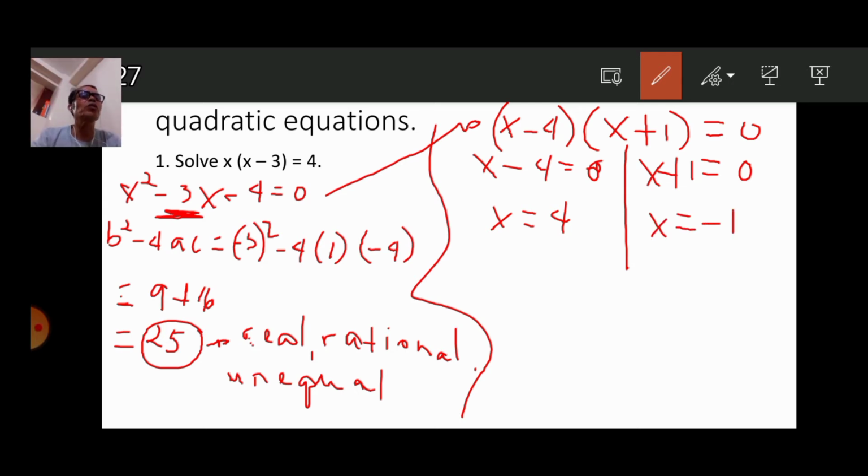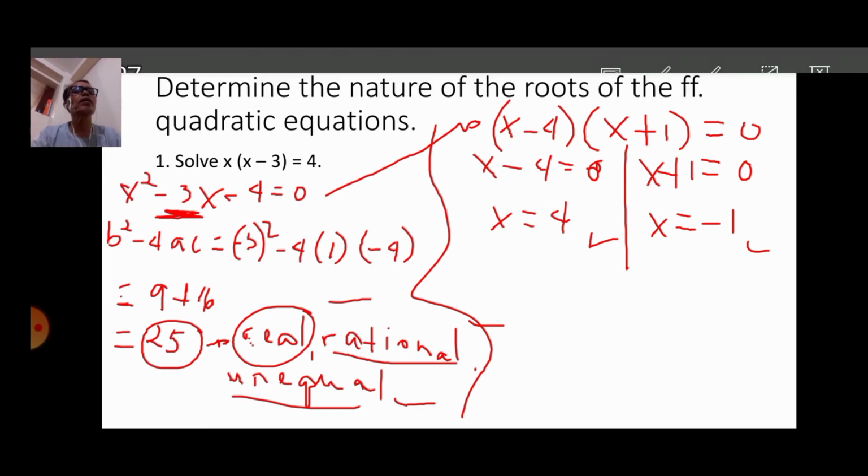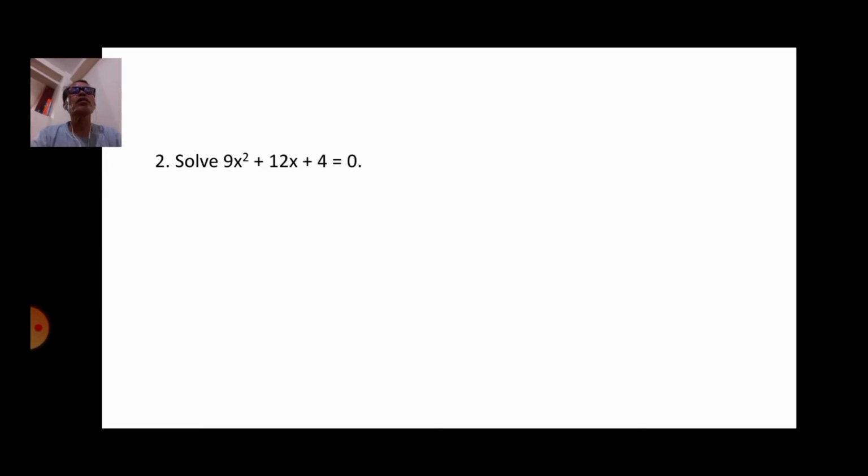So we are going to check. 4 and negative 1 are real numbers, so check. 4 and negative 1 are rational numbers, check. And 4 is not equal to negative 1, so check. So therefore, the description of the discriminant that the roots are real, rational, and unequal are correct. Okay? Next, another example.